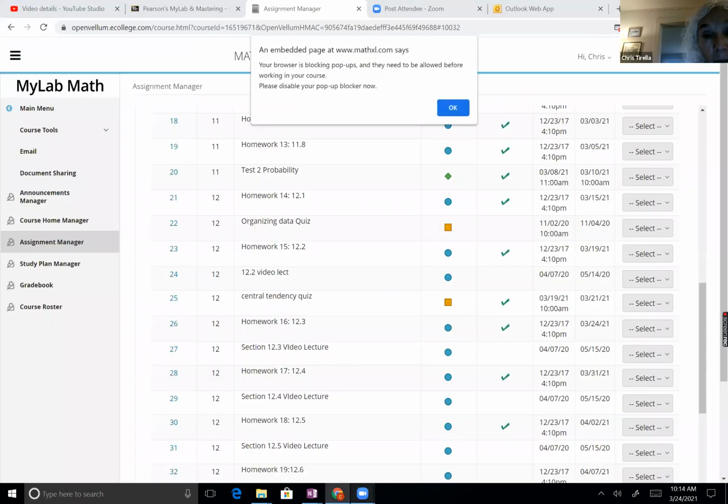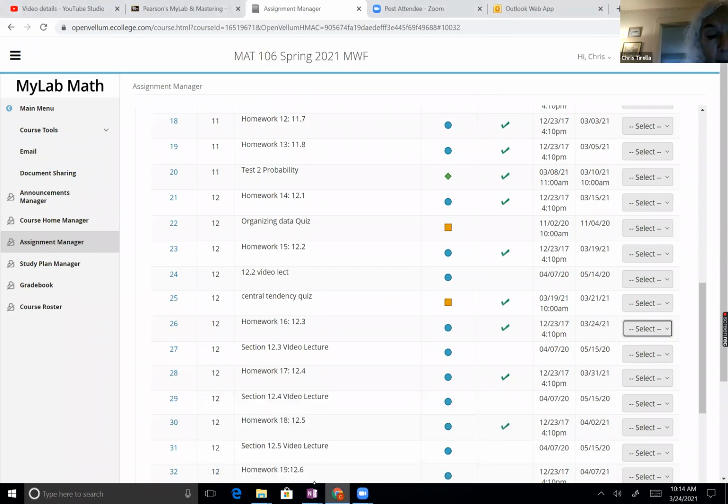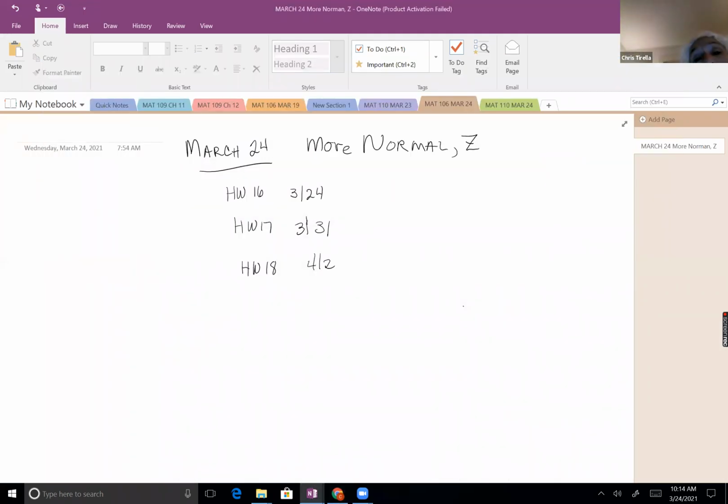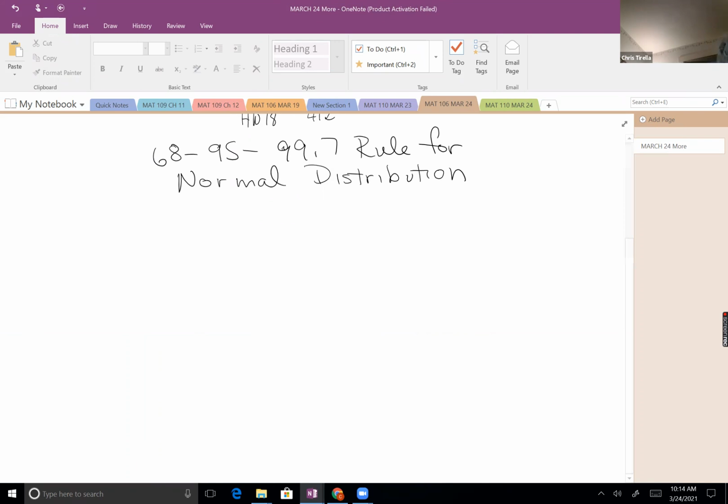If not, we had left off looking at that 68, 95, 99.7 rule to the normal distribution. And we kind of spelled out what it meant, but we didn't look at examples using it. And so I'd like to start today by looking at 2 examples of that. And then let's go on and let's look at what a z-score is.